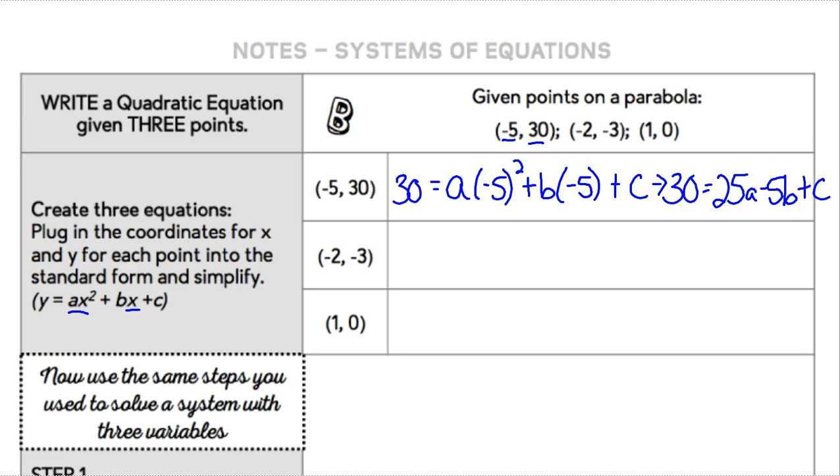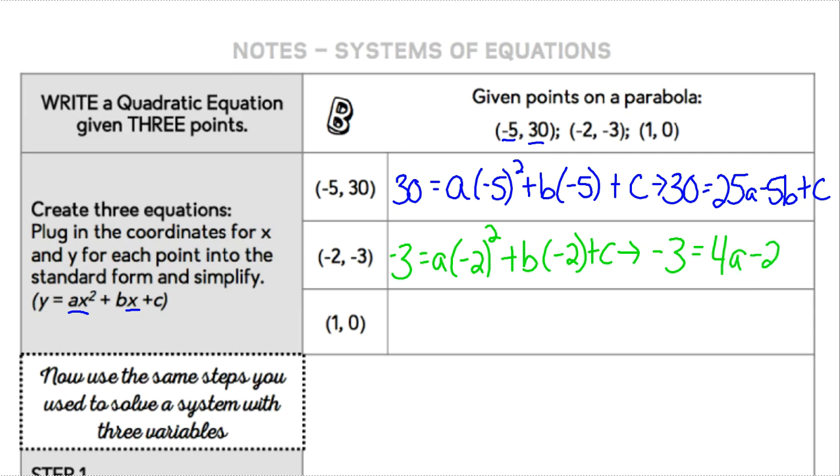For my second equation, I'm going to do the same thing. I'm going to say negative 3 equals a times negative 2 squared plus b times negative 2 plus c. Simplifying that, I get that negative 3 equals 4a minus 2b plus c. And then finally, we just have 1, 0. For this one, it's not quite as hard because the coefficient on each of them is 1. So I just get a plus b plus c, because when I plug 1 in for x squared and x, it's still just 1. So I now have 3 equations with 3 variables set up.